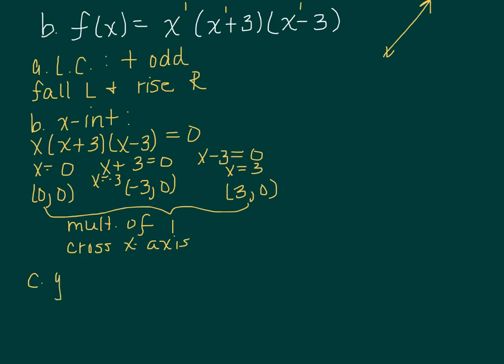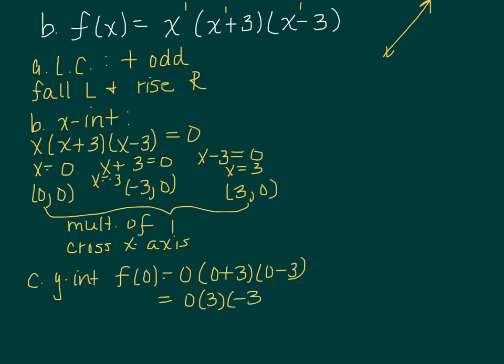C, your y-intercept. Remember, you're going to make all the x's 0. So this will be 0 times 3 times negative 3, which equals 0. So it's 0, 0. D, you're going to figure out what kind of symmetry it has. So you're going to plug in negative x for all the x's.